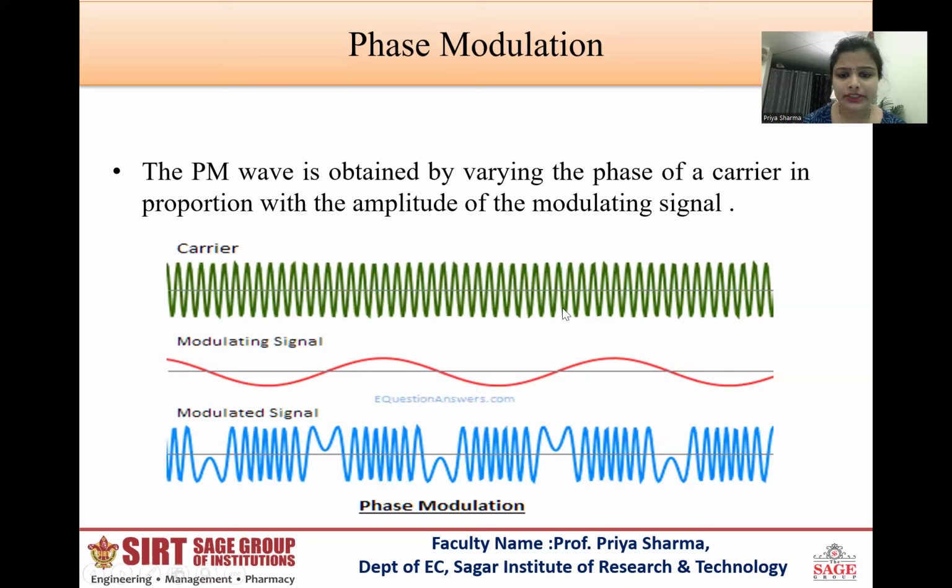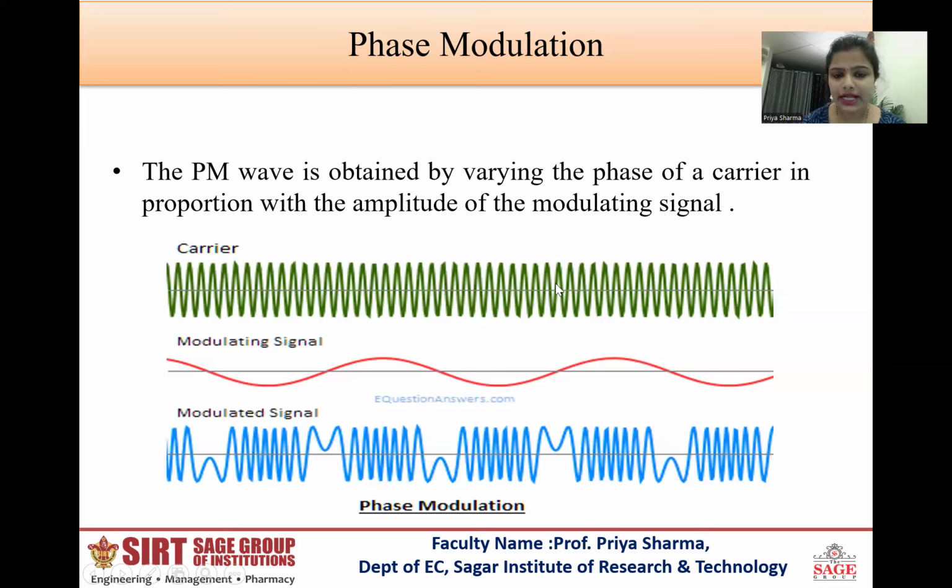So what is the procedure of phase modulation? Phase modulation is obtained by varying the phase of a carrier in proportion with the amplitude of the modulating signal. As the name suggests, in phase modulation only the phase changes with respect to the carrier. The amplitude and the frequency remain constant.